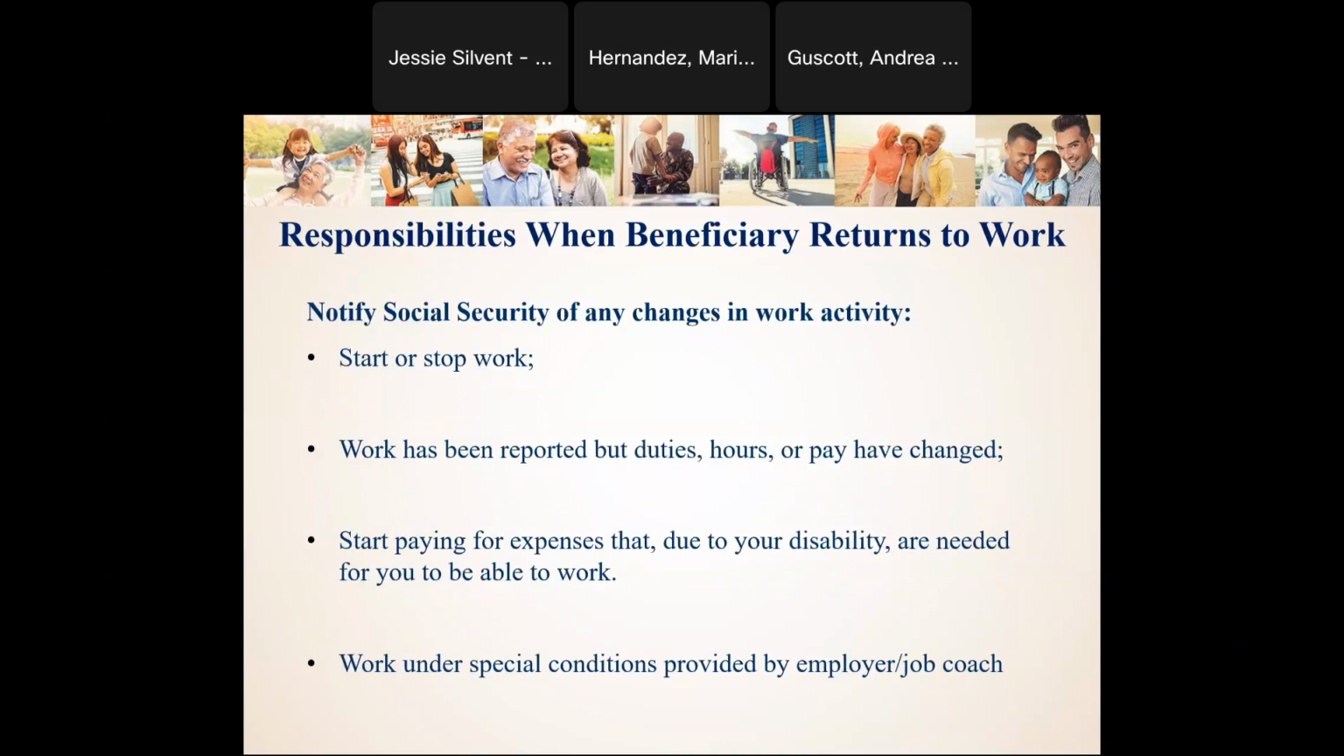So in addition to reporting when work starts or stops, or the duties, hours, or rate of pay change, someone should also notify Social Security if they begin to pay out of pocket for expenses that are necessary in order for them to work. A few examples of this could be a service animal that is needed in order for the person to be able to go to work and to do their job.